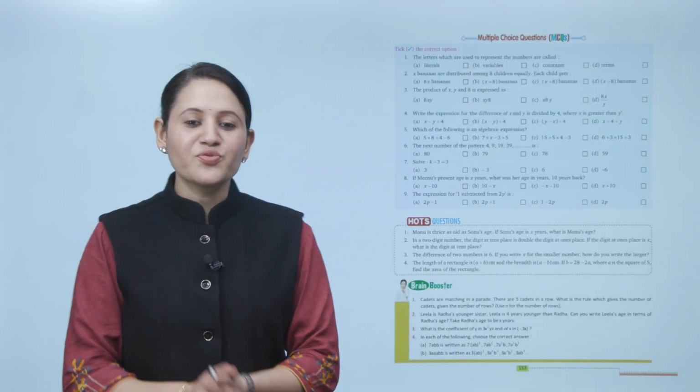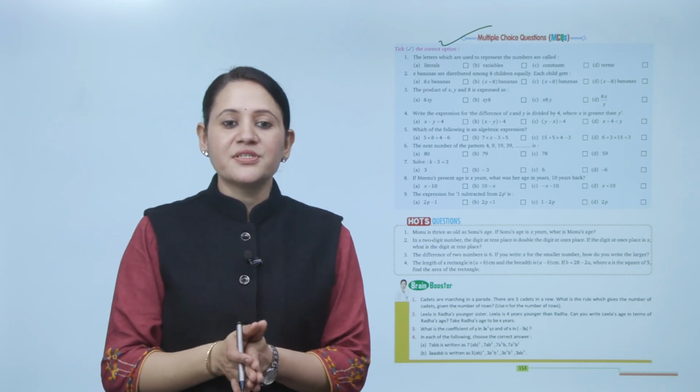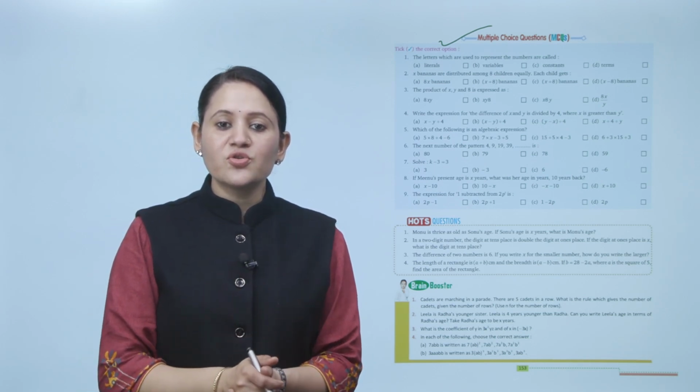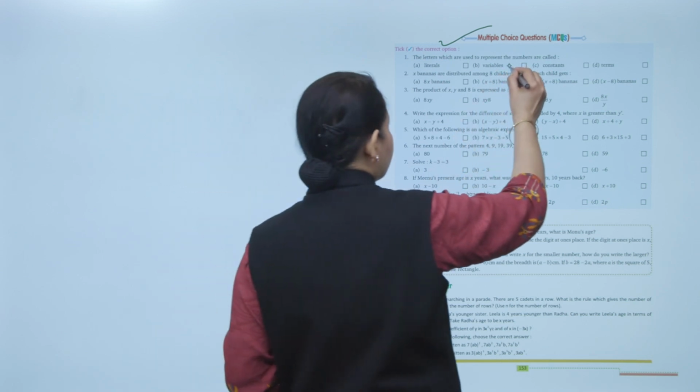Next is multiple choice questions. Choose the correct option. The letters which are used to represent numbers are called variables. So B is the correct option.